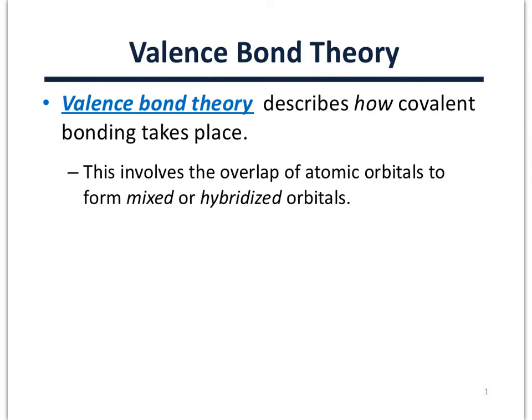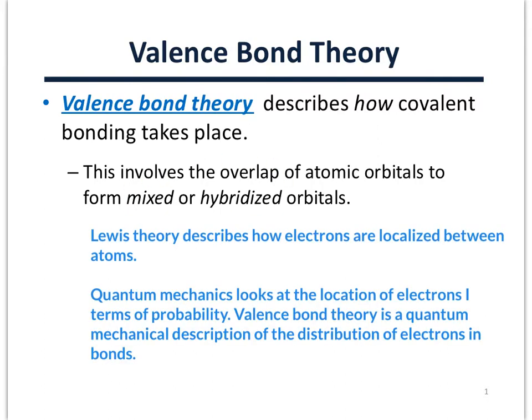The main principle of valence bond theory is that bonds form when occupied orbitals overlap. This may involve atomic orbitals. This just means the s, p, d, and f orbitals we've explored already, or those atomic orbitals may be used to form mixed or hybrid orbitals. Effectively, valence bond theory is a quantum mechanical description of the distribution of electrons in bonds. By this, we mean we are looking at electron locations, this time in bonds, in terms of probabilities, in other words, through orbitals.